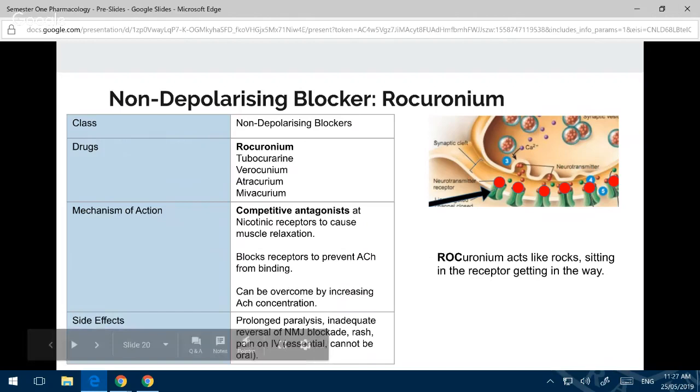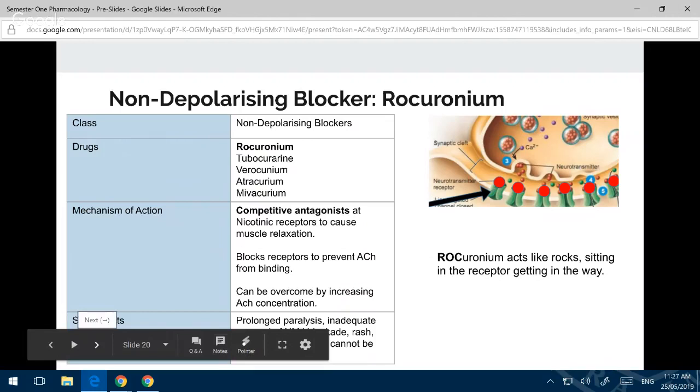So the one that you should know primarily is rocuronium. Tubocurarine is the one that the ancient Indians used to use, I believe, and we've developed it to a more stable form in rocuronium. So you can think about rocuronium as acting like rocks sitting in the receptor, getting in the way of another reaction from taking place.